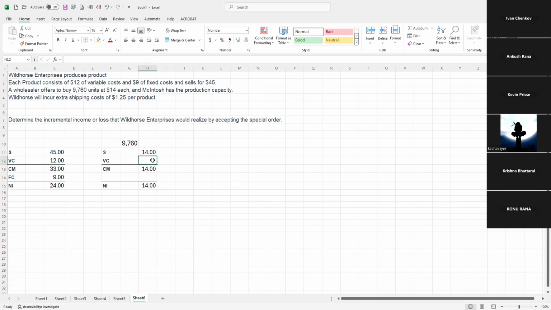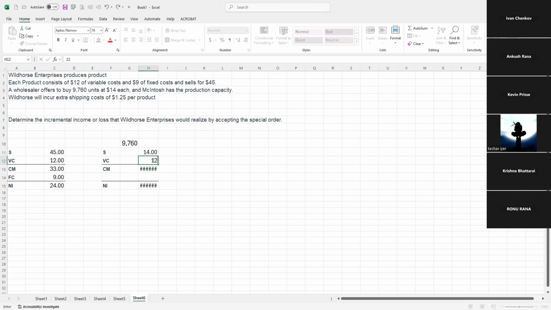Because I have to produce my product, that's my variable cost of $12. I have to make it. So far I have a $2 contribution margin on the $14. They pay me $14, I have to produce the products, which cost me $12 per product. I'm generating $2. What else do I have to pay? Shipping cost. How much shipping do I have to pay? 1.25.